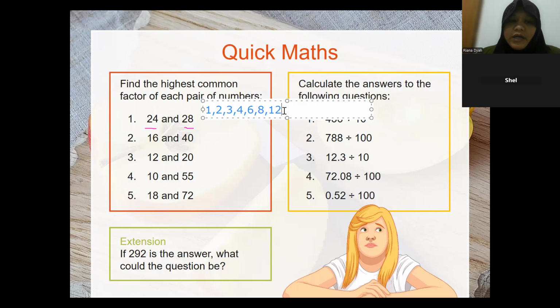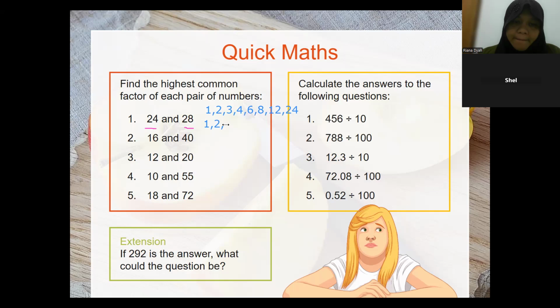Now, after 12 is 24. Okay. So now 28. Help me to find the factors of 28. 1, 2 of course. 28 divided by 3 cannot. 28 divided by 4 can or not?